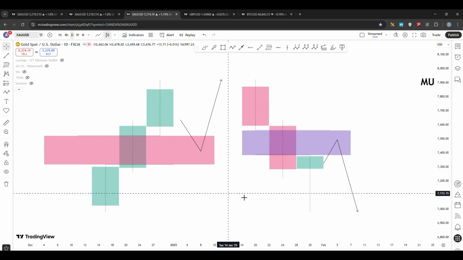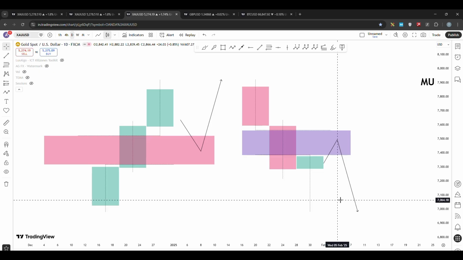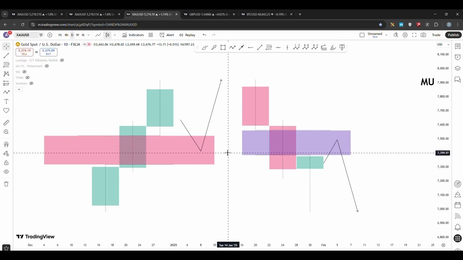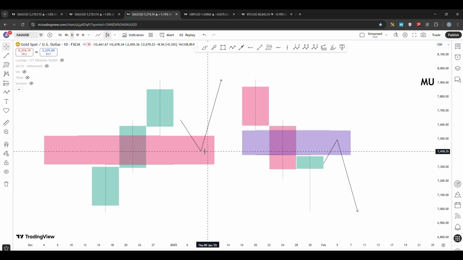So this is what a fair value gap is. It's very simple, and this is how you mark the fair value gaps, and you wait for the market to tap into the fair value gaps, and then you look for an entry from there. Okay.